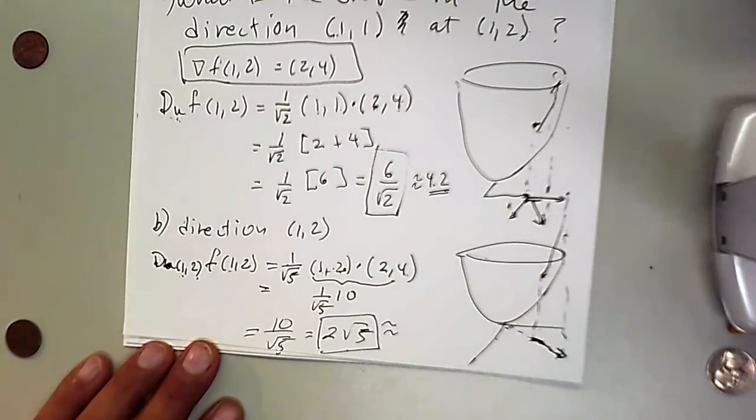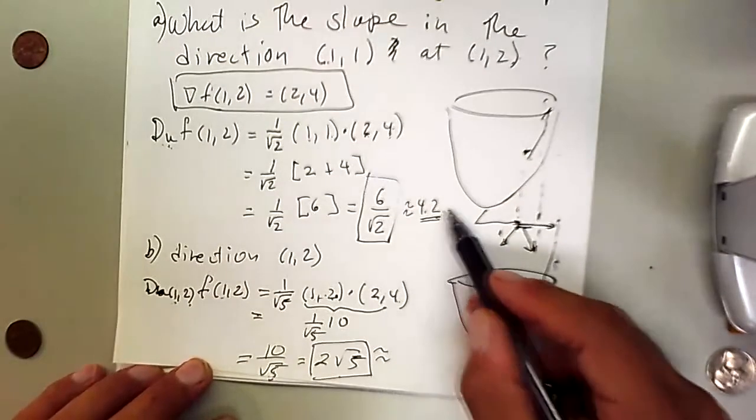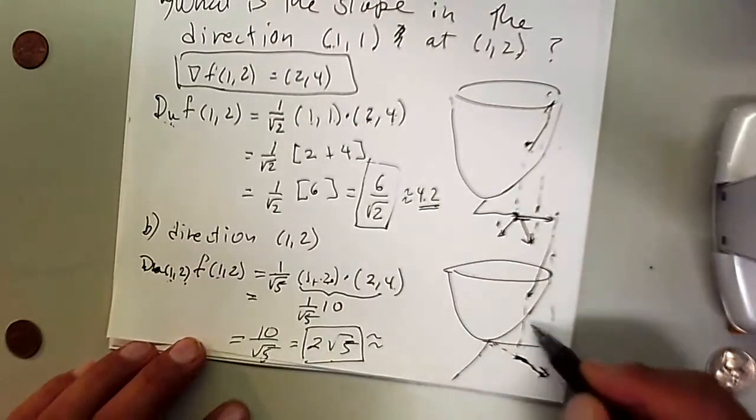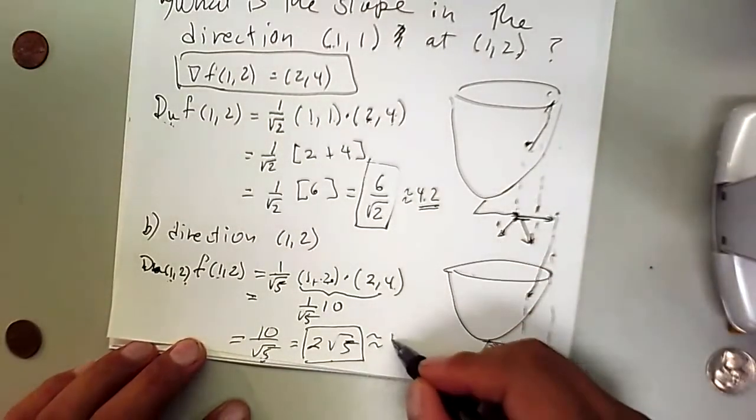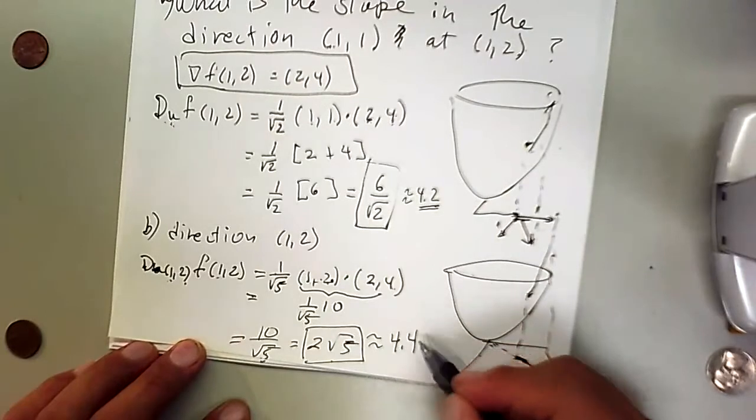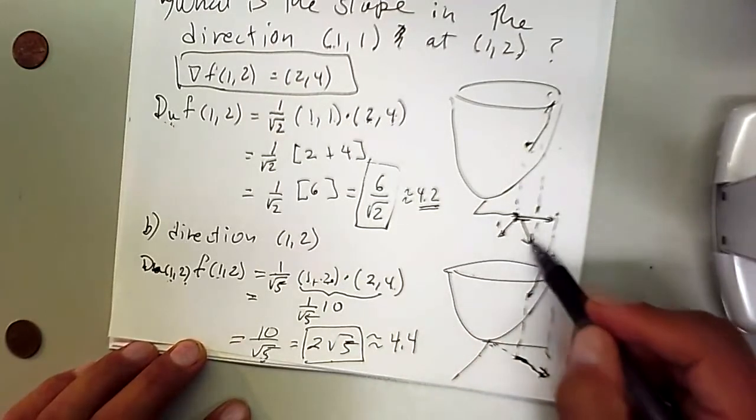2 times the square root of 5 is about 4.4. So we get even more. Going in this direction is even steeper, about 4.4, than going in 1, 1.